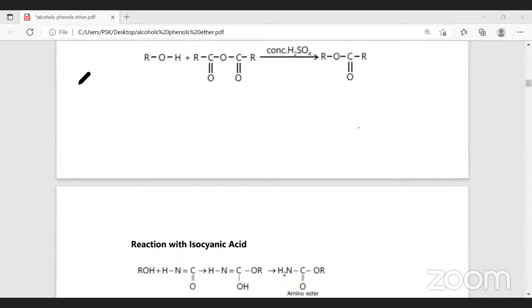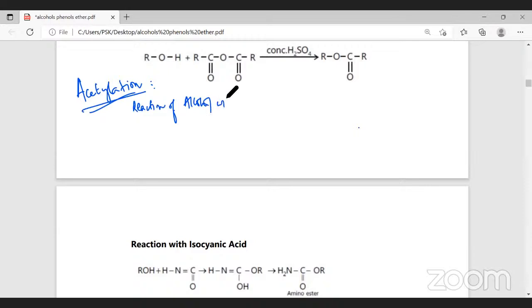Now, this reaction will be called acetylation. Acetylation is the reaction of an alcohol with acid chlorides, or acetyl derivatives.